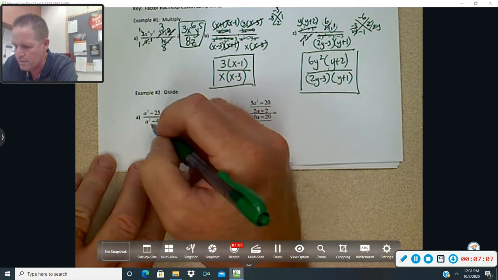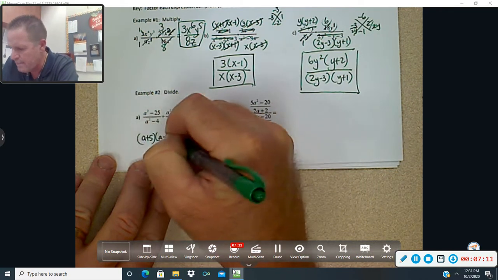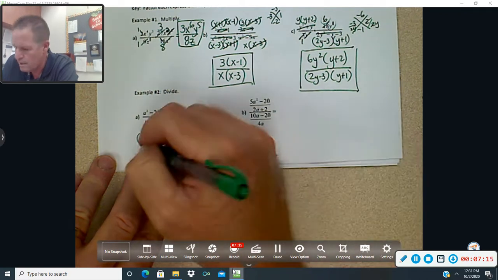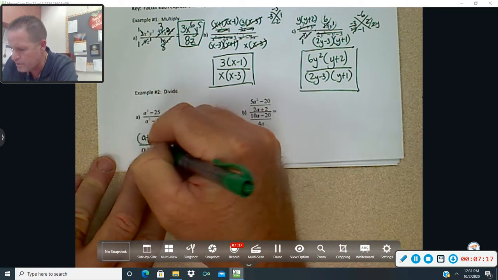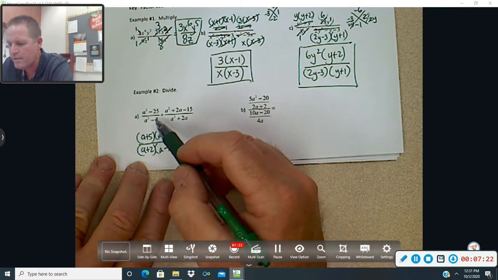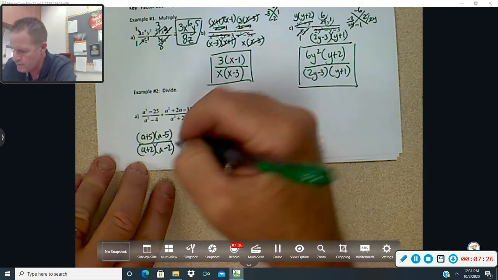So let's do this. Here we go. I'm going to write this as a plus 5 times a minus 5 on the top. That's the difference of squares. Okay, the bottom is going to be a plus 2 times a minus 2. See, I'm not worried about flipping yet because I don't flip the first one. I flip the second one. Okay, so let's do that.